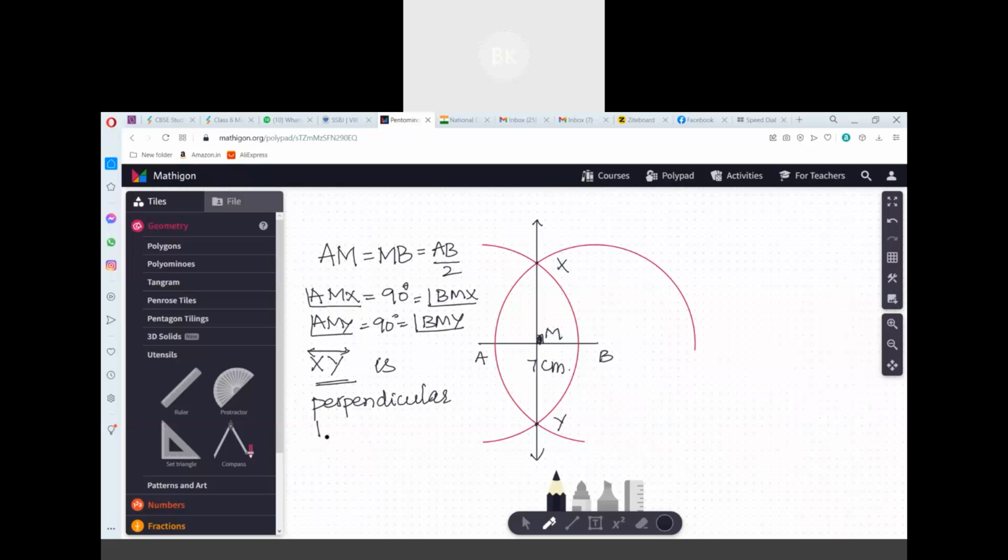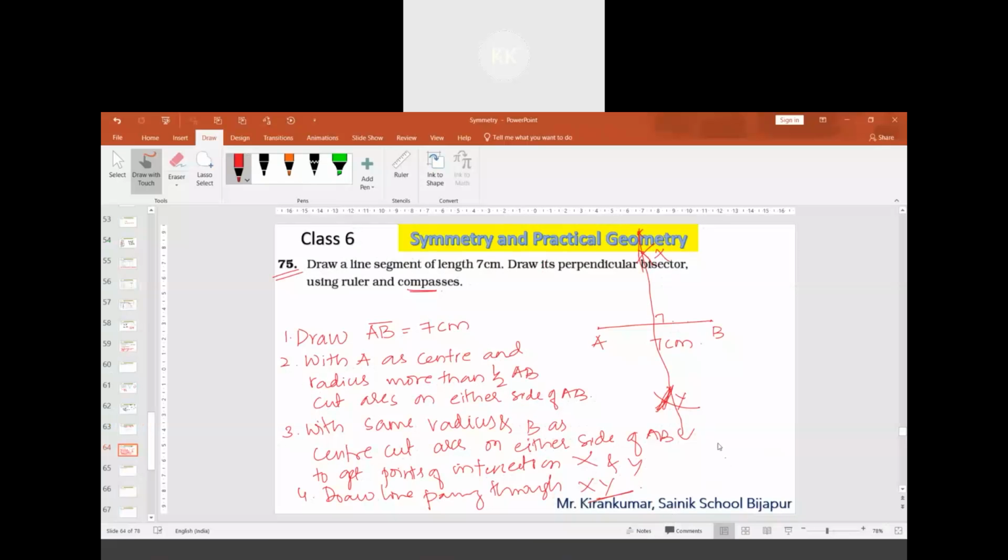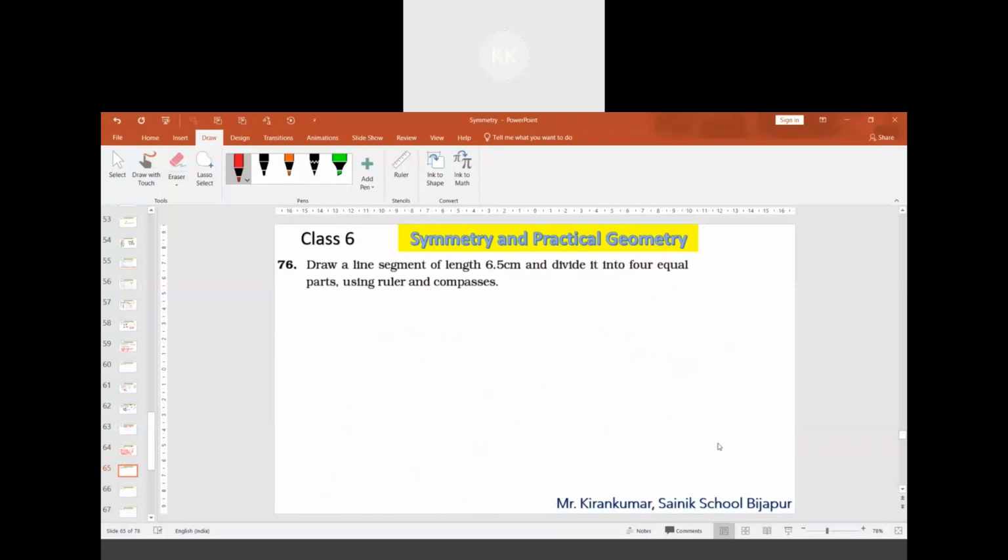Perpendicular bisector of AB. What is there on 14th? Yes, Bhunesh. You are telling something? Nothing, sir. Your presentation goes, sir. You are talking to your mother. You can discuss other things later.